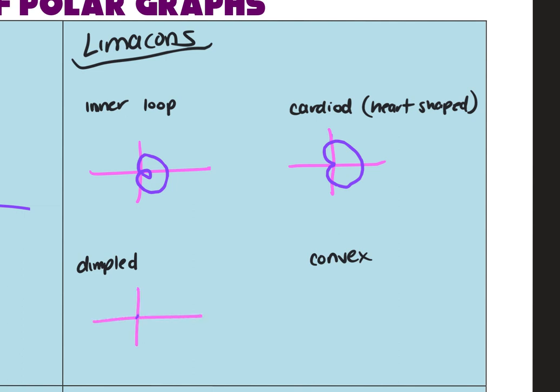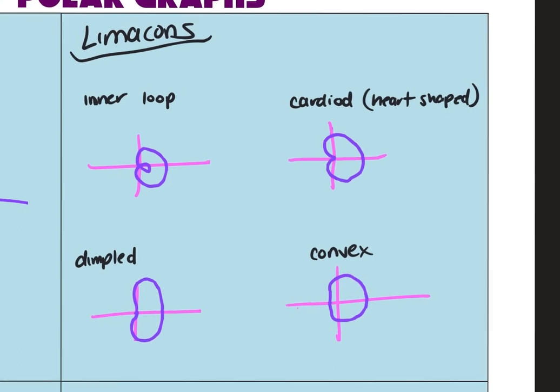Dimpled looks like a kidney bean. These are awful, but you get the point. And convex has a flattened side. And again, these can get turned left to right, so the loop would be on the right, or the heart would be on the right, or the dimple would be on the right, or the convex, the flat side would be on the right, or they can go top and bottom.